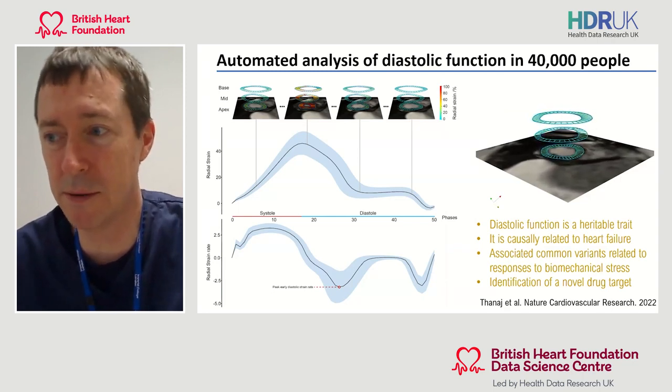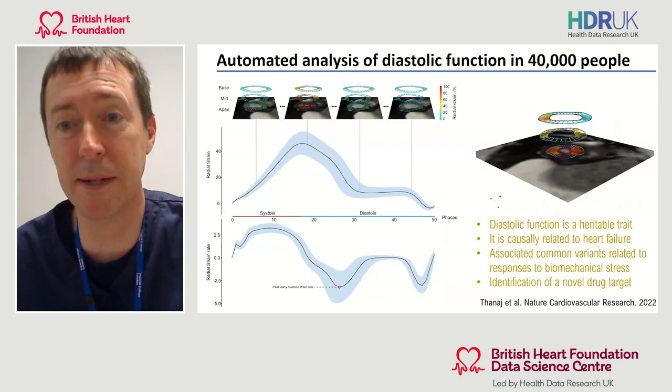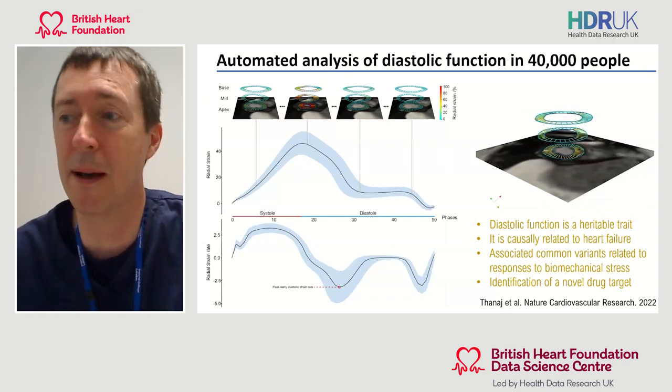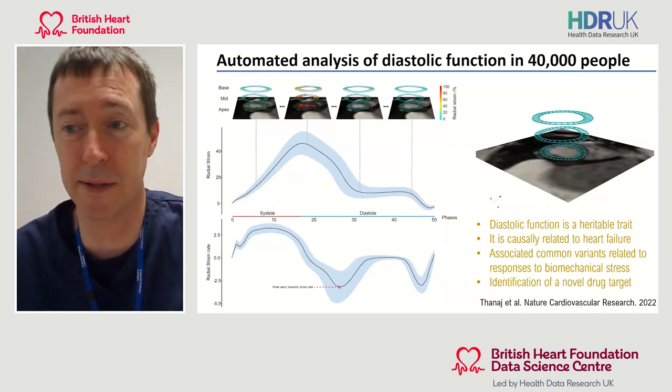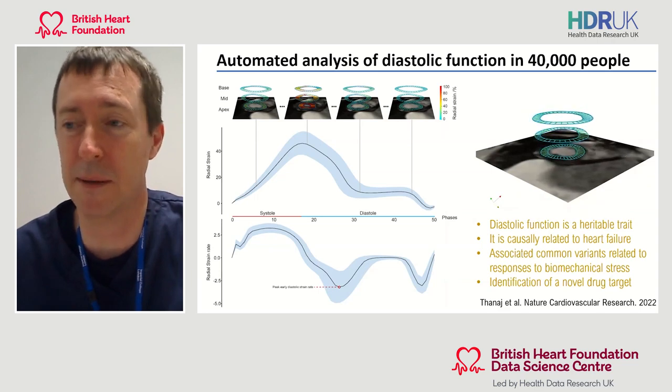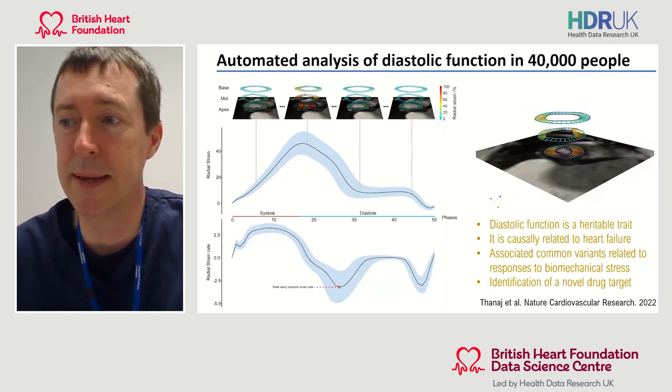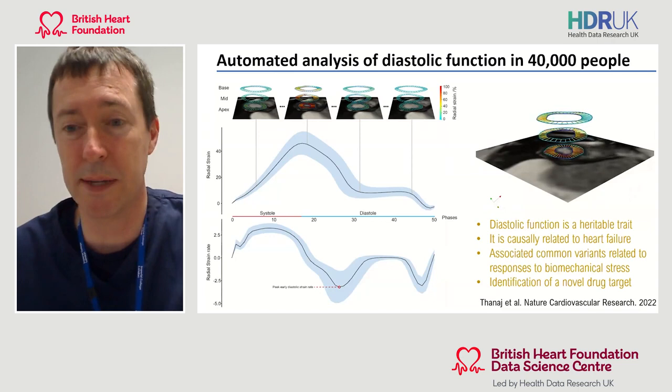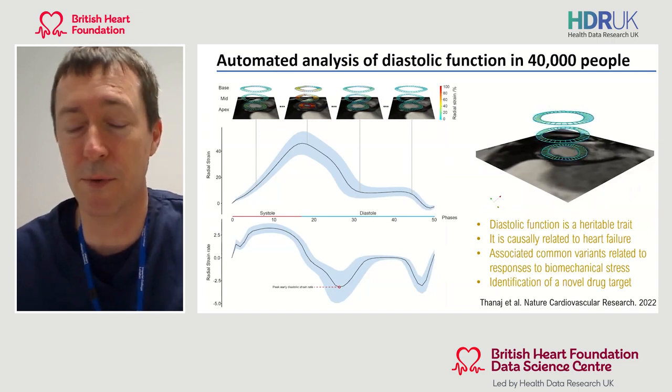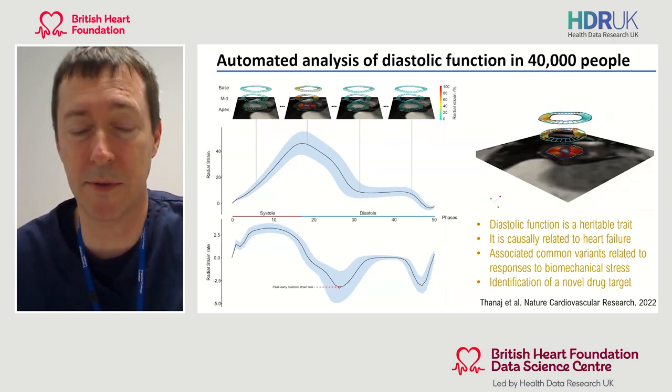So we can then look at the genotyping that's available in Biobank and look at the common genetic variants that explain the differences in diastolic function. And importantly, this has shown up a number of genetic pathways that are important for how the heart responds to stress and also could point us towards novel therapies for diastolic dysfunction as well.